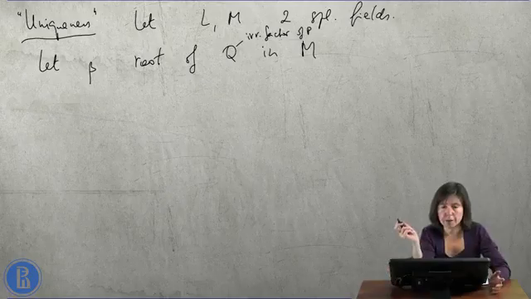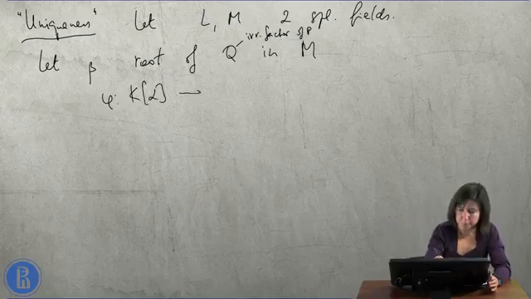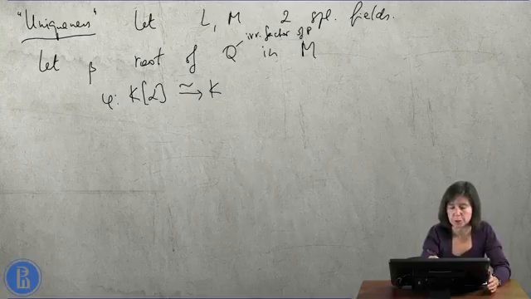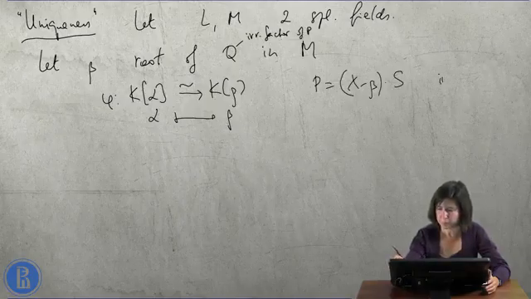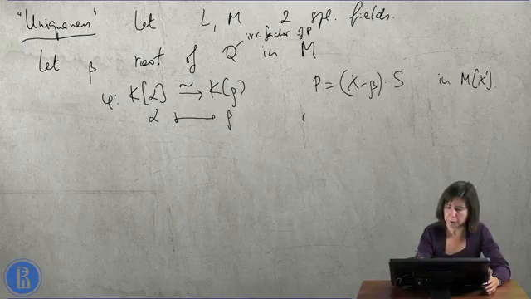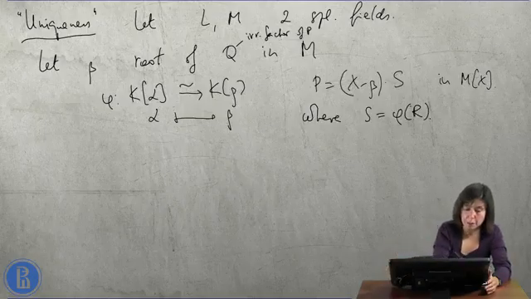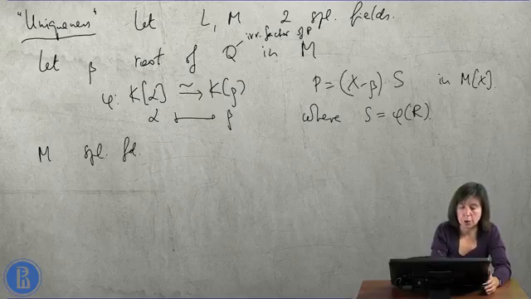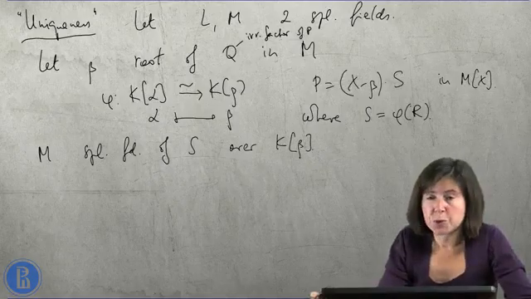Then K alpha, which is L1, and K beta are both stem fields for Q. So we have an isomorphism phi from K alpha to K beta, which sends alpha to beta. Now P is x minus beta times S in M of x, where S is phi of R. So M is a splitting field of S, of course, over K of beta. M is an extension of K of beta.